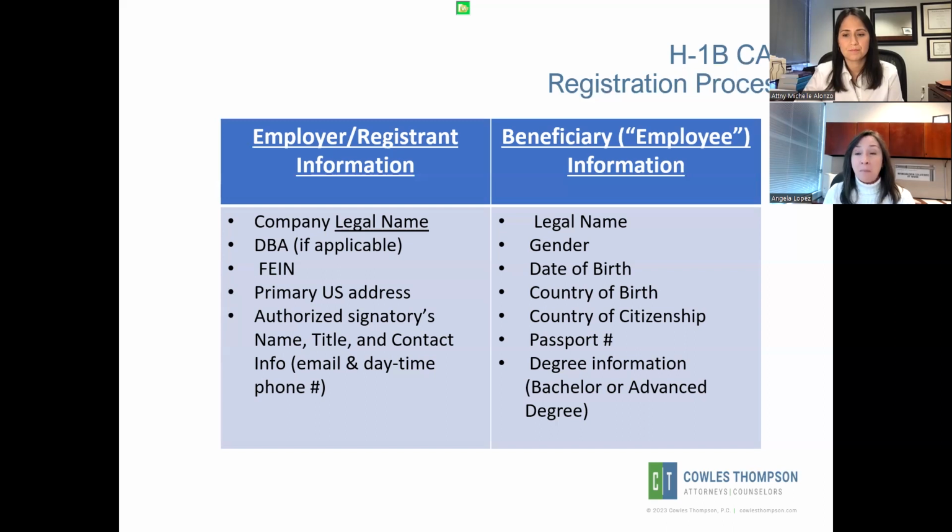That is key. Remember, if the person has a master's but it is not from the United States, then you're stuck with the bachelor's degree. So pay attention to those little details, because that is information that must match whatever you put on your H-1B petition if you are selected in the lottery.